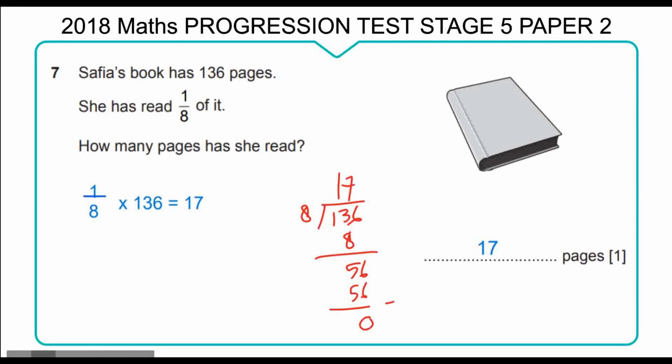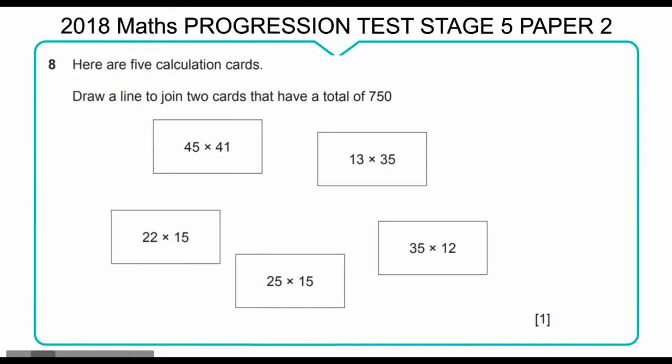Let's move on. Question 8. Here are 5 calculation cards. Draw a line to join 2 cards that have a total of 750. Now, if you have not finished, you may pause this video. We will show the answer now.